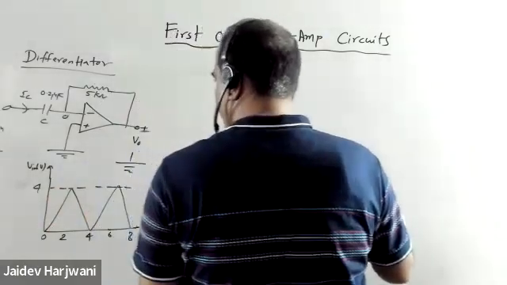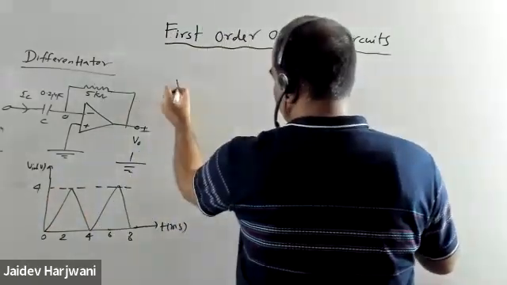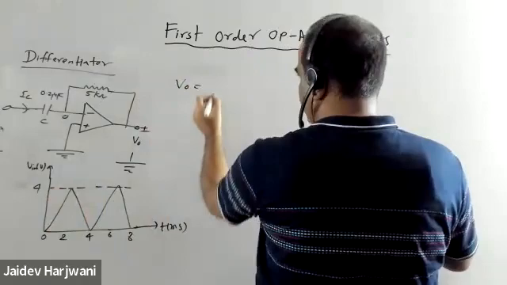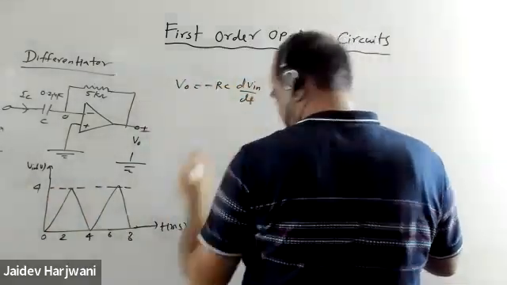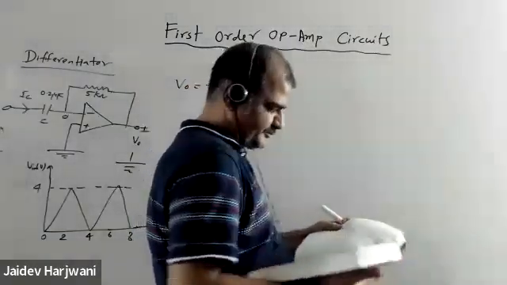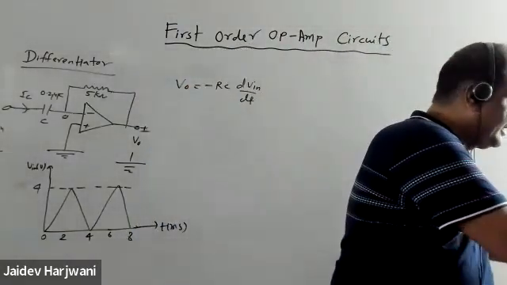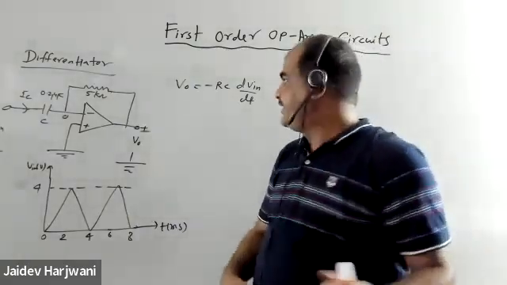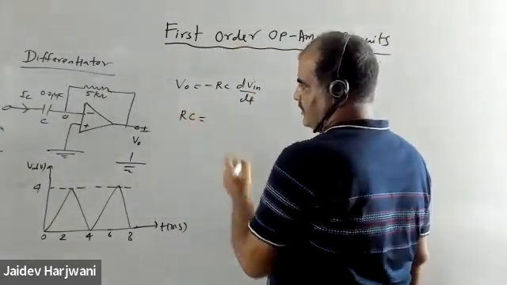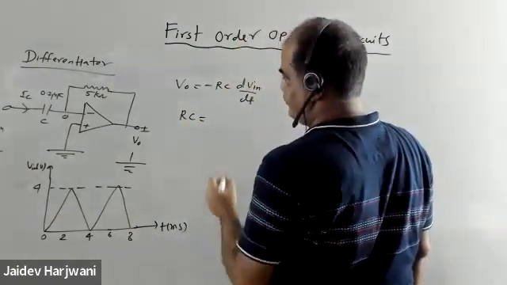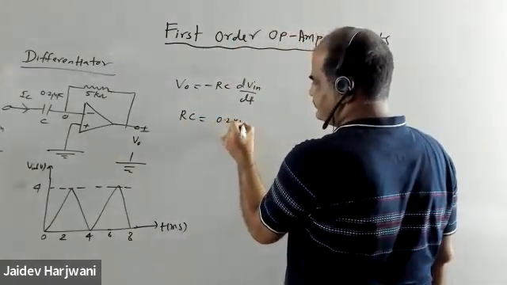So now I want to get my V output. So I know V output is what? V output is minus RC dV input upon dt. Okay, so first of all I should know what is my dt. Okay, RC की वैल्यू कितना हो गया? RC कितना है? RC is 0.2 microfarad.